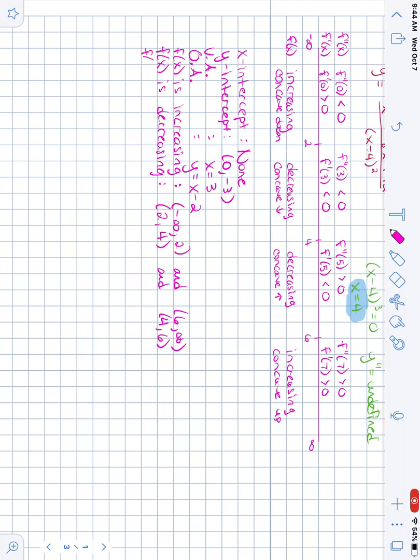Okay, we know that f of x is concave up from 4 to infinity. There was no vertical asymptote in the middle of that interval, so I can just say the whole section. And then f of x is concave down from negative infinity to 4. Okay, that's the solution. If I ask you to analyze this graph, this is the analysis I'm looking for.